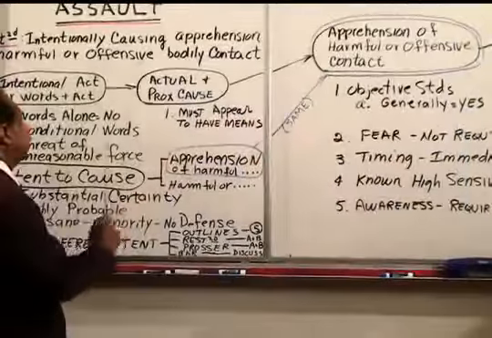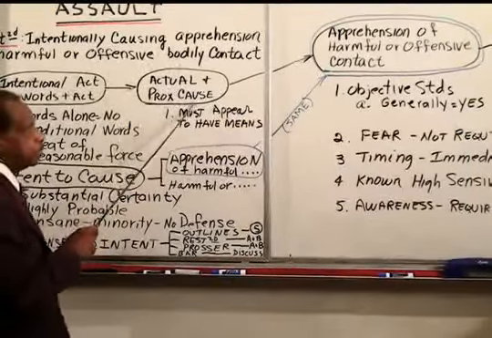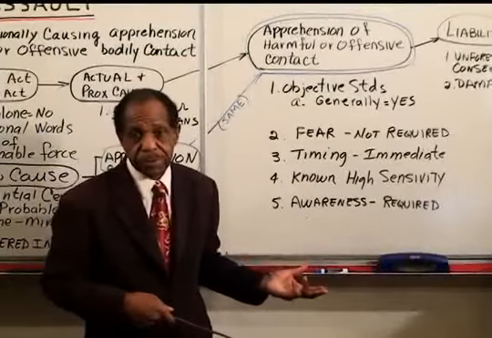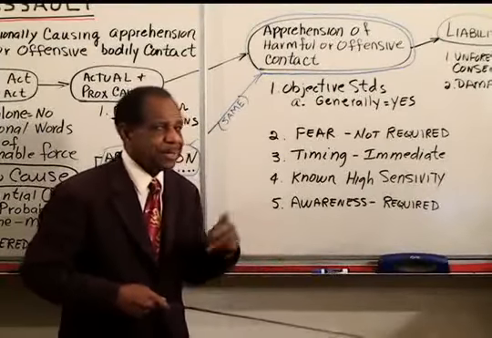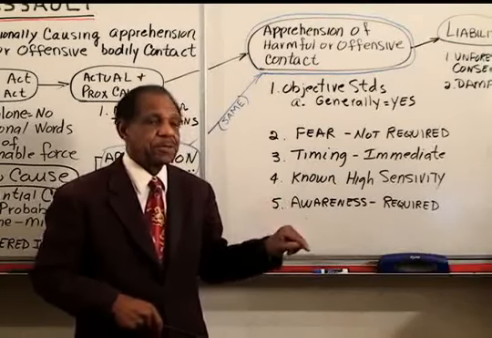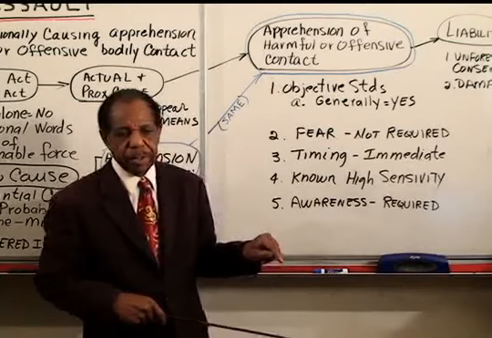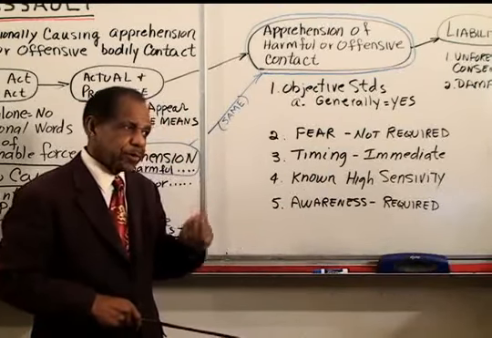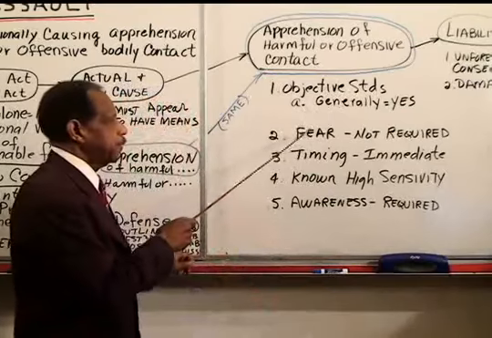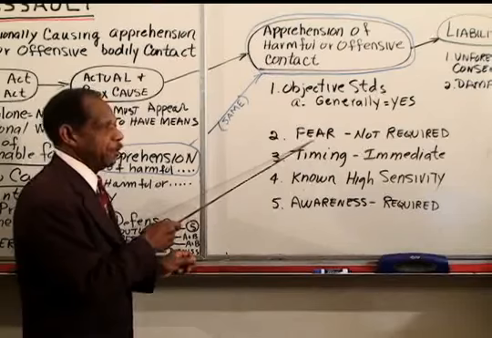Now, finally, the act must cause the apprehension of harmful or offensive contact. We use objective standards here. That is to say, the act must be one which would cause the apprehension of a reasonable person. If you're talking about a hypersensitive person, the rule is not about that person subjectively having the apprehension. The rule is, would this have caused apprehension in a reasonable person? That's the standard. Fear is not the same as apprehension. You don't need fear, just apprehension.